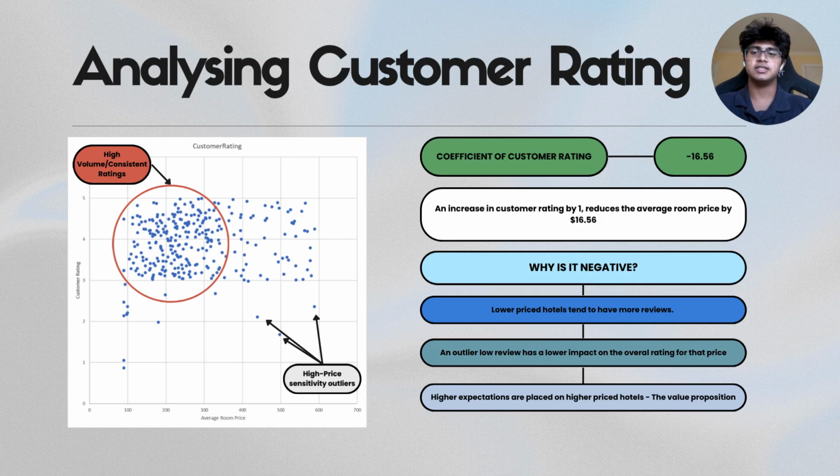However, as prices increase towards $600, the data becomes much more volatile. We can see this through the high price sensitivity outliers in the bottom right. This proves that high-paying customers are a lot more stringent when it comes to their expectations. A single service failure at a luxury price point results in a much more punitive lower rating, which creates this downward mathematical pull, which we see in our regression model as a negative coefficient.